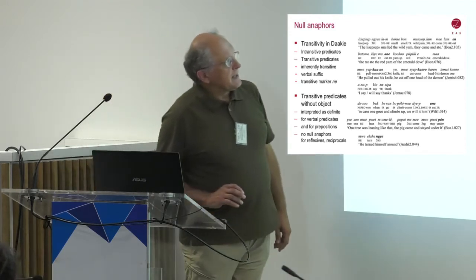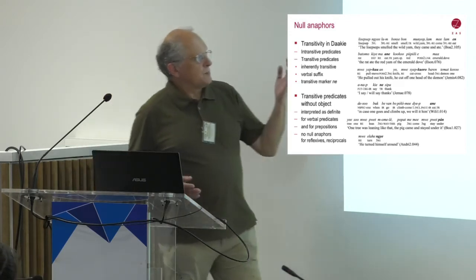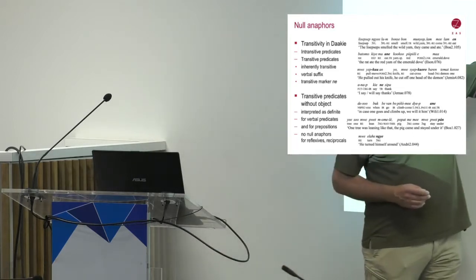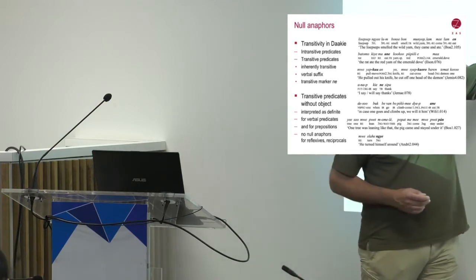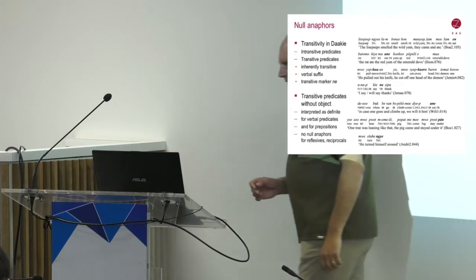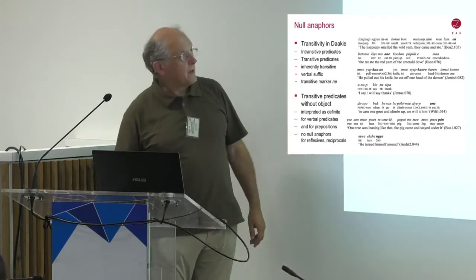Here are some examples of, for example, this extension of a verb key that normally would embed a clause. This can be made transitive, requiring a nominal object with ne.